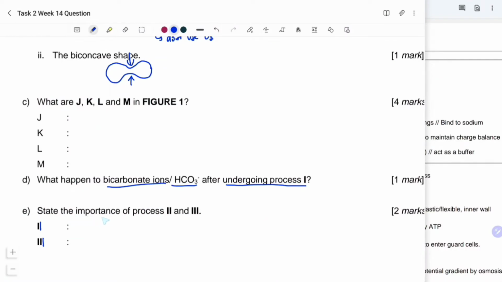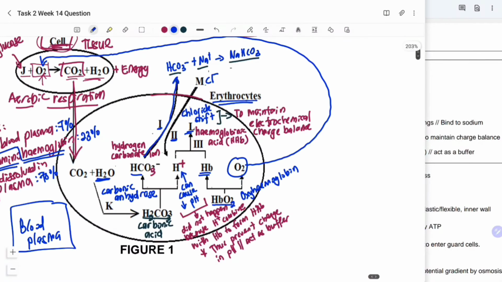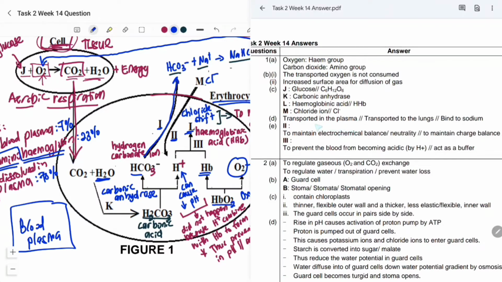Next question, state the importance of process 2 and process 3. So proses 2 tadi merujuk kepada chloride shift. Okay, tapi dia minta apakah importance of proses 2, iaitu importance of chloride shift. So jawapan dia adalah untuk maintain electrochemical charge balance. Ataupun boleh juga cakap untuk maintain electrochemical neutrality pun boleh. Okay, sama ada electrochemical charge balance ataupun electrochemical charge neutrality.